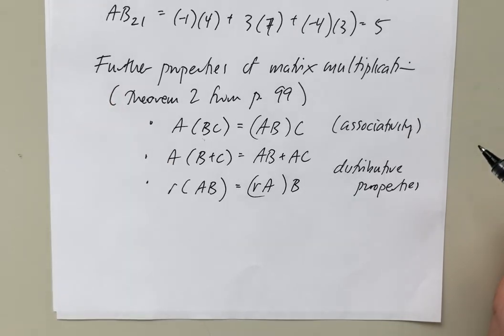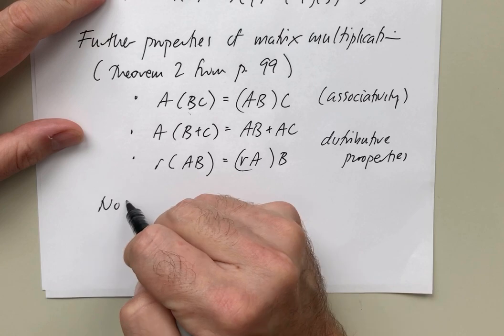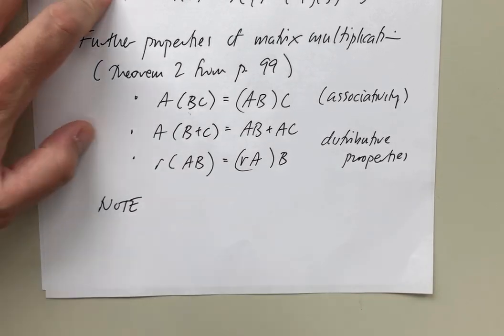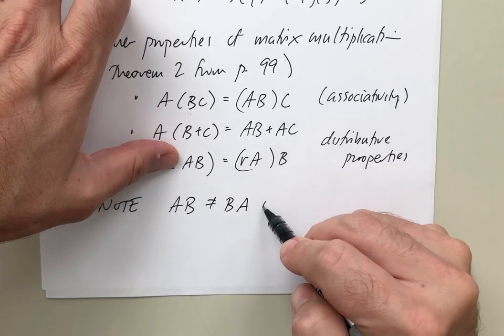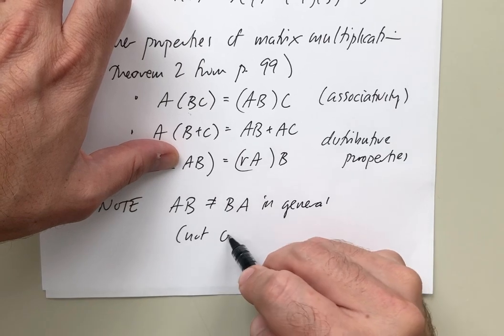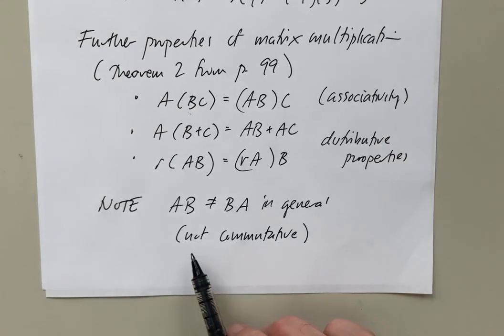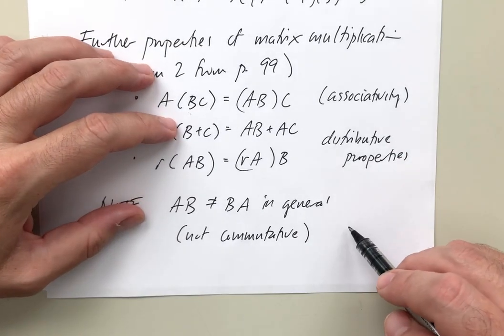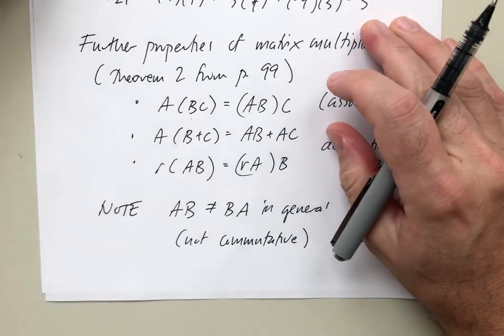But I want to point out that one of our familiar properties of real numbers does not hold here. In fact, AB is not equal to BA in general. So this is not a commutative operation. This multiplication of matrices is not commutative. This is weird because you're probably used to 4 times 2 being equal to 2 times 4 for numbers. But here in the world of matrices, that breaks down. Let me show you an example.